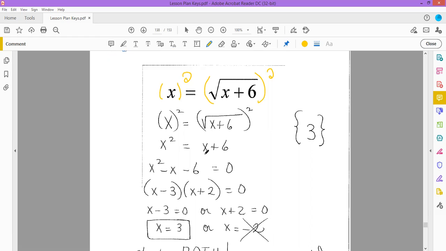We'll solve the equation by combining all terms on the left side. So we're going to subtract 6 from both sides of this equation and subtract x from both sides of the equation. So we'll get 0 on the right.